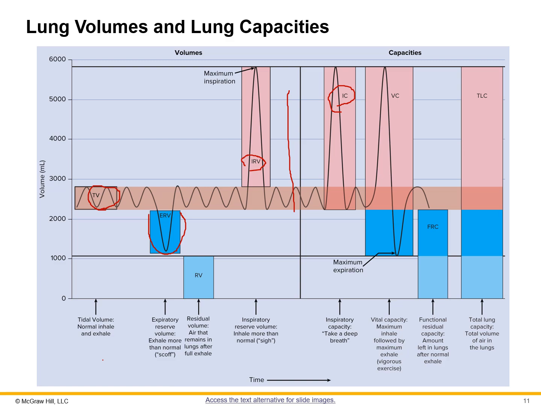Our vital capacity is the expiratory reserve plus the tidal volume plus the inspiratory reserve. Then our FRC, the functional residual capacity, is just what's left after a normal exhale, which is the forced expiratory reserve plus the residual volume that's left that doesn't actually leave. And then everything added together is our total lung capacity.